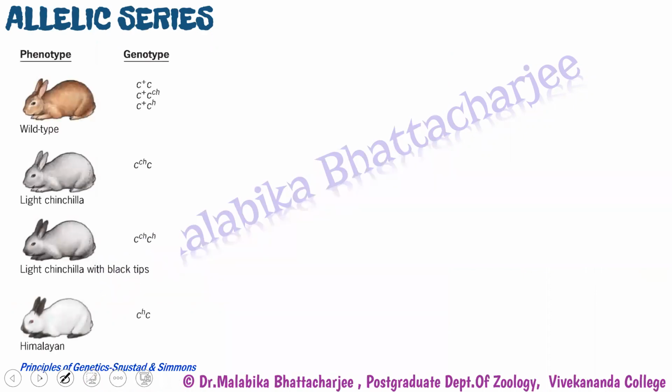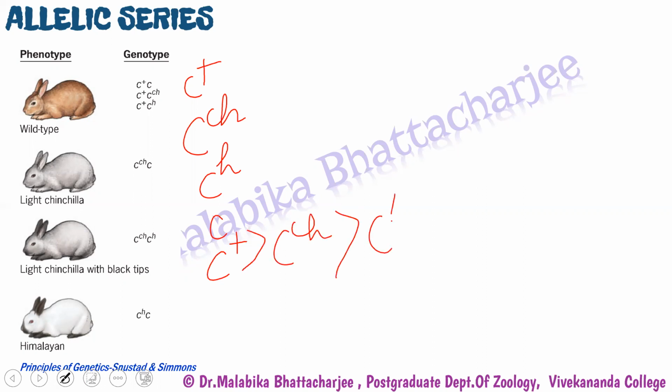Now, look, we have studied one allelic series. That was the Mallard duck, where there were 3 alleles. See here, we have a C plus allele, a CH allele, a CH allele, and a C allele. When we are having alleles like this, the dominance hierarchy is C plus allele, dominant to CCH, dominant to CH, dominant to C.